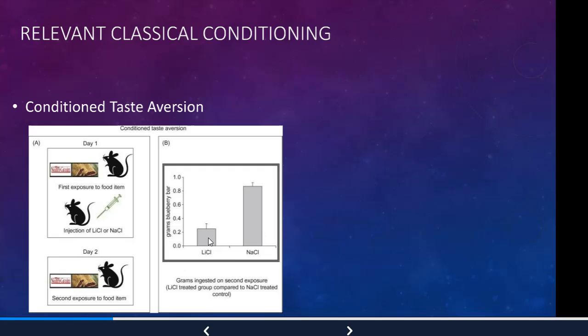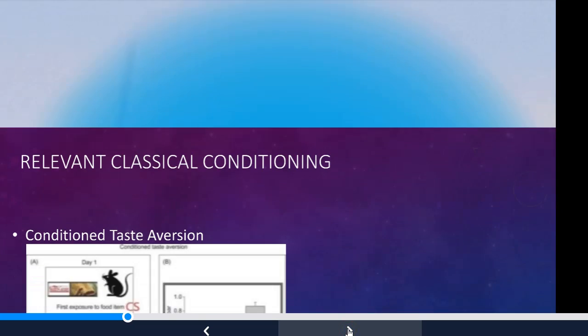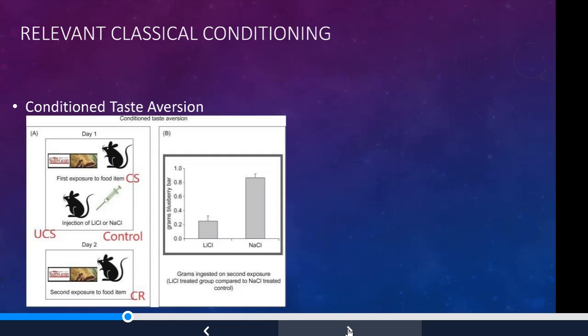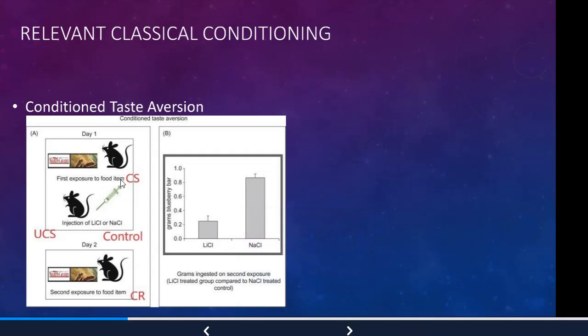And as you can see over here, if they're exposed to a drug that makes them feel ill, they avoid the food. They don't really eat the food, hence the name conditioned taste aversion. So let's break down the stimuli in this. The exposure to the food is the conditioned stimulus here.